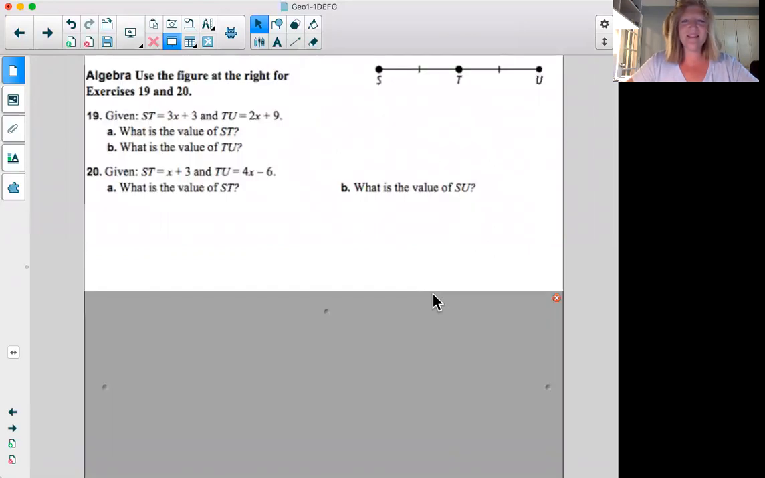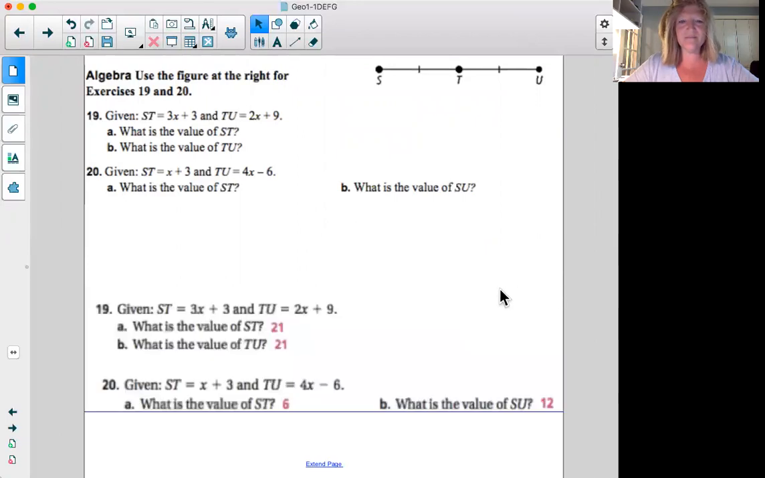So here is another chance to practice. Pause the video, practice this on your own paper, and then press play for the solution. And always let me know if you have any questions.